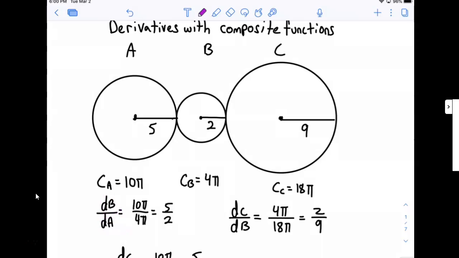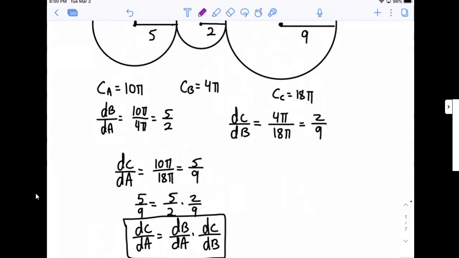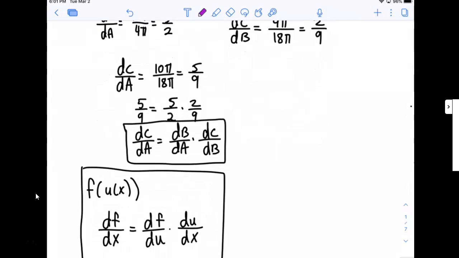And so we look at that relationship with circles, and we arrive at this result, that the rate of change of circle C relative to circle A is actually the rate of change of B with respect to A times the rate of C with respect to B. All right, and that result gives us our chain rule. That's kind of showing how it comes about. There's a lot more to the derivation or the development of it, but I really encourage you to look over that to help you understand the chain rule.